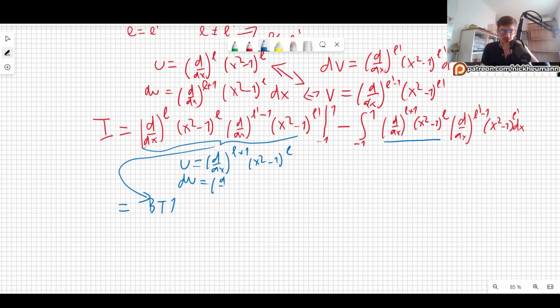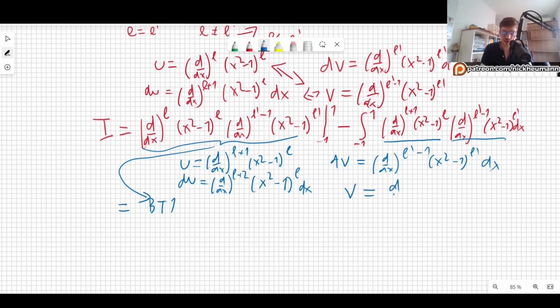du is going to be, well, just one more derivative, so L plus 2 derivatives of (x squared minus 1) to the L. And then we have the v, which is going to be this other part. So we get, this thing is unchanged for now, so L prime minus 1 derivatives of (x squared minus 1) to the L prime, and this is dx, of course. This is also dx. And then we have v, which is going to be two derivatives now. So it's L prime minus 2, (x squared minus 1) to the L prime.